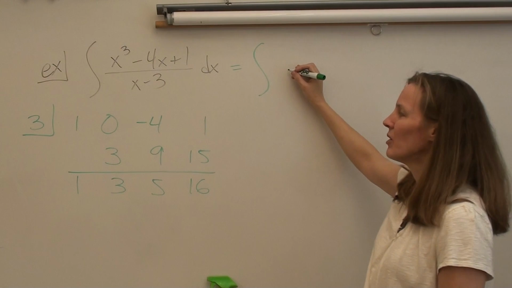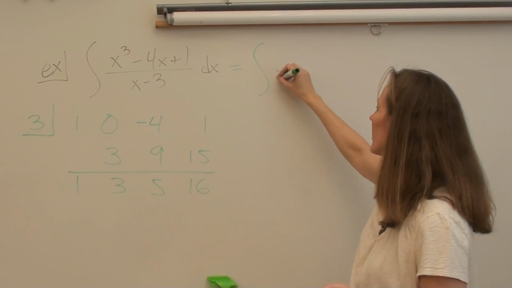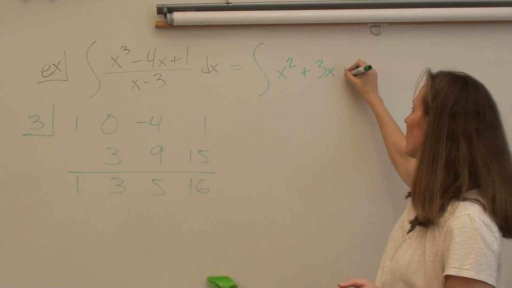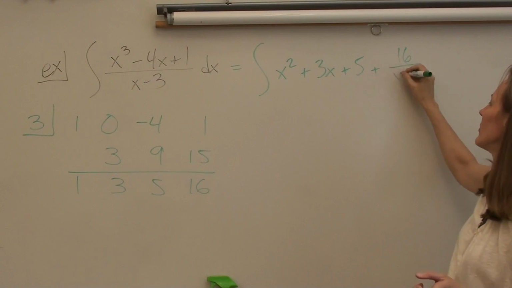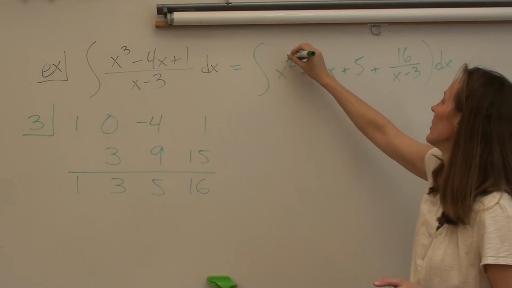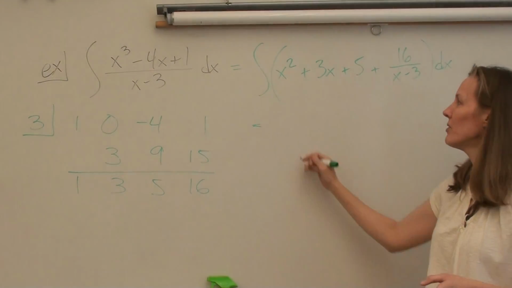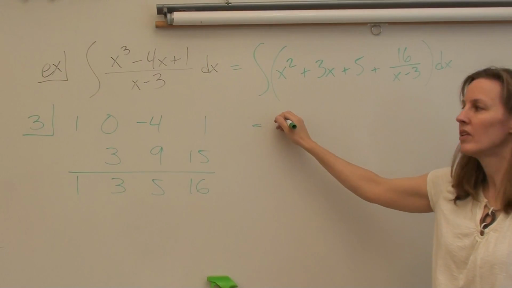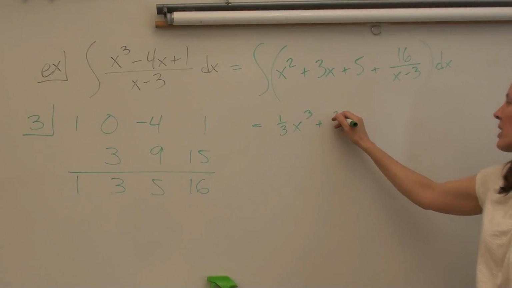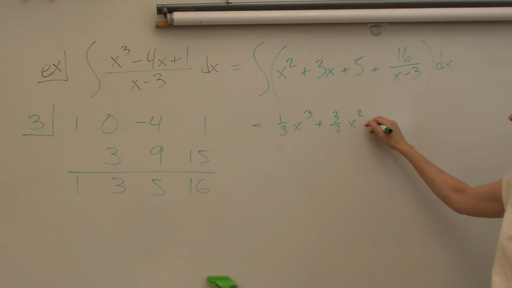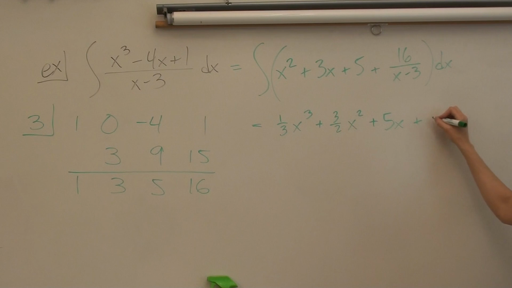So what does this equal? X squared plus 3x plus 5, remainder of 16. And how do we write that? Plus 16 over x minus 3. Good. Antiderivative: 1/3 x cubed plus 3/2 x squared plus 5x plus 16 ln of the absolute value of x minus 3 plus c. That was so perfect. Could not be better. I almost just kissed you right there.